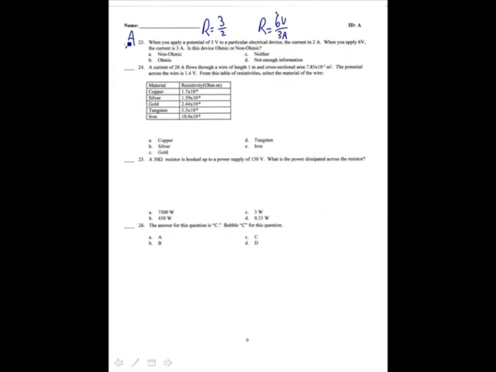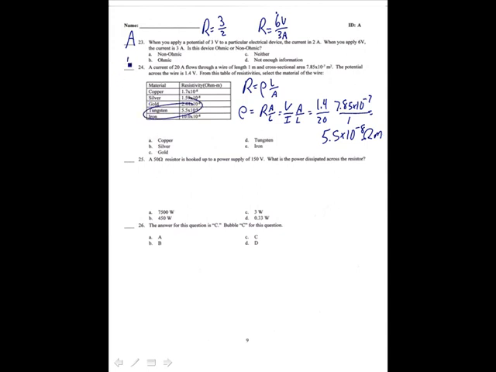Okay, a current of 20 amps flows through a wire of 1 meter and cross-sectional area is given. The potential across the wire is 1.4 volts. Select the material from this table of resistivities. We know that R is equal to rho L over A. So I'm going to solve this for rho. It's equal to R A over L, which is V over I times A over L from Ohm's law. I put in my values, 1.4 over 20 times 7.85 times 10 to the minus 7 over 1, and that's equal to 5.5 times 10 to the minus 8 ohm meters, and that's tungsten from this table.